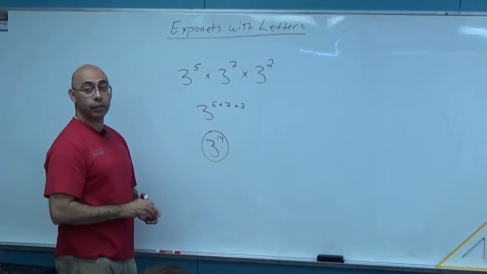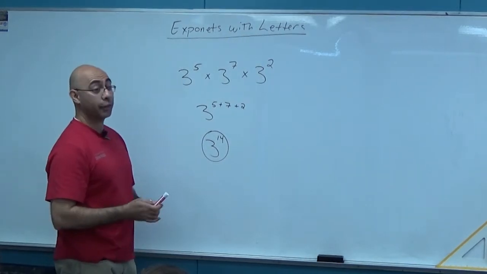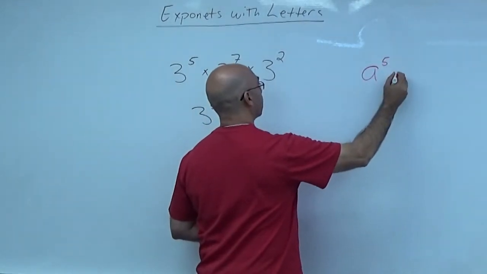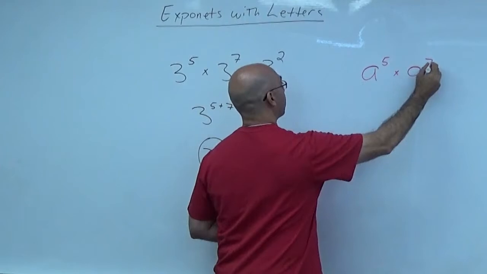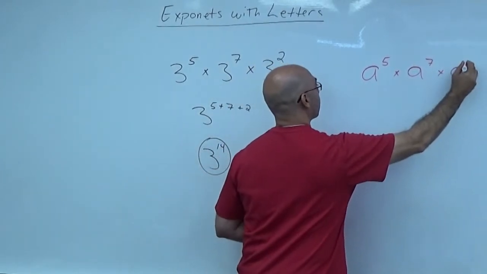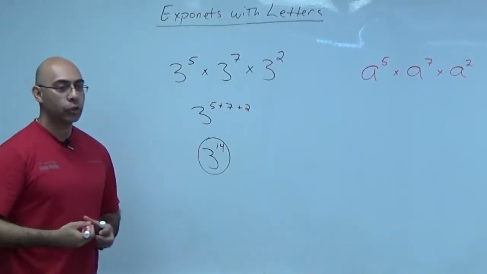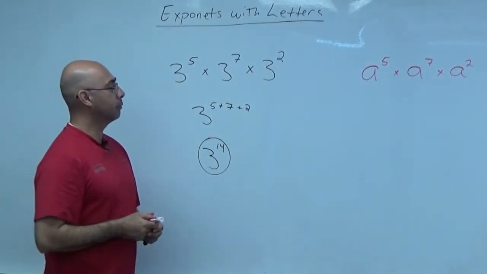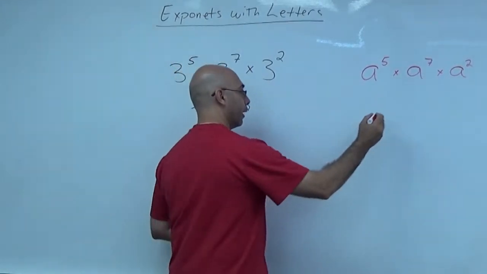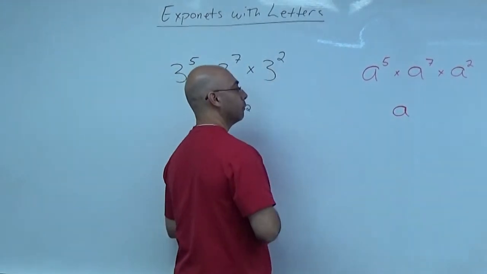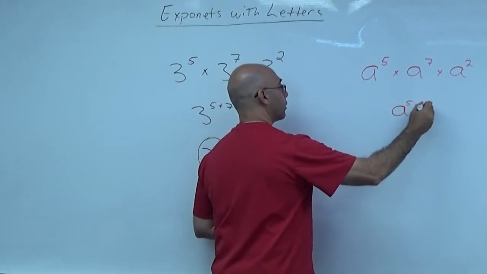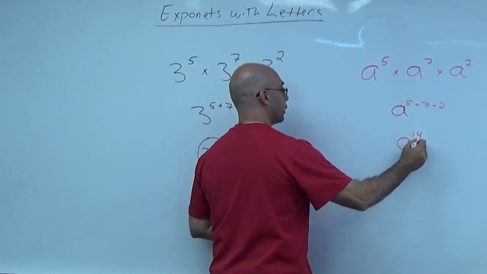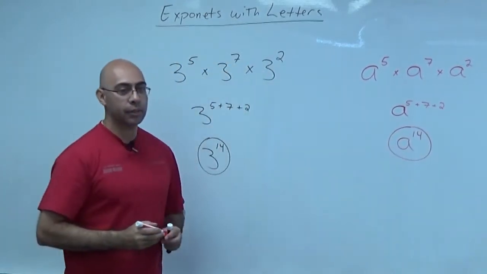Now we're going to try something very difficult. I want you to try this problem. A to the 5th power times a to the 7th power times a to the 2nd power. What should I do here? Yes, ma'am. Okay, so we already know it's going to be a. Okay, we know it would be an a. And then you just add all three together. 5 plus 7 plus 2. And what's 5 plus 7 plus 2? So A14. A to the 14th power. Whew, that was tough, wasn't it?